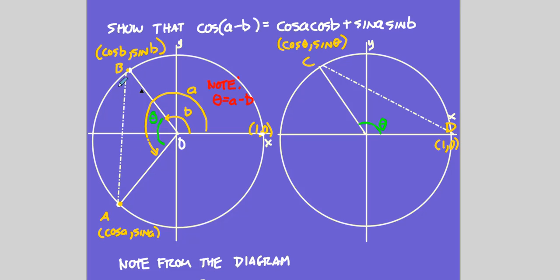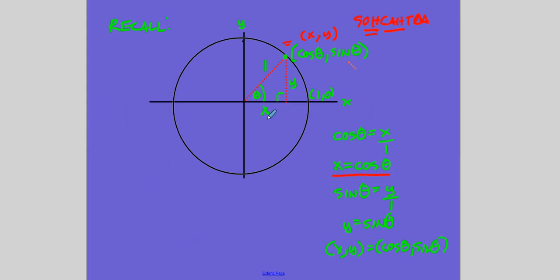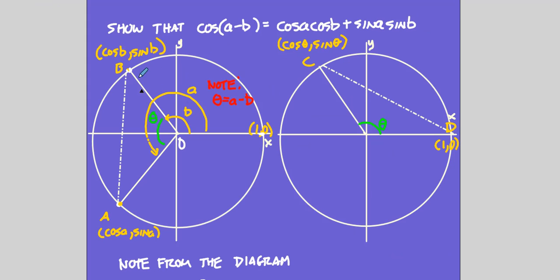So I have points A and B. By what I talked about just a moment ago, this is how I can name points on the unit circle. This corresponds to angle B. So this is cosine B, sine B, this point B. And point A down here is cosine A, sine A. Okay?